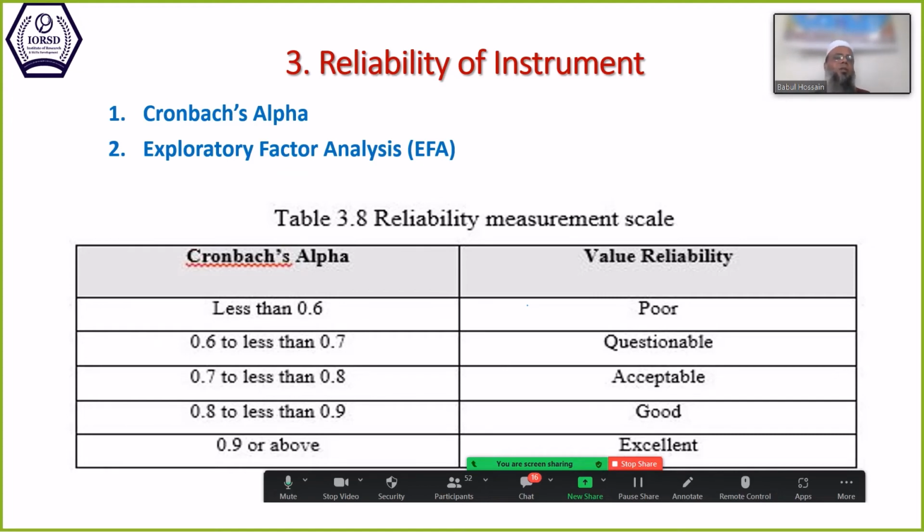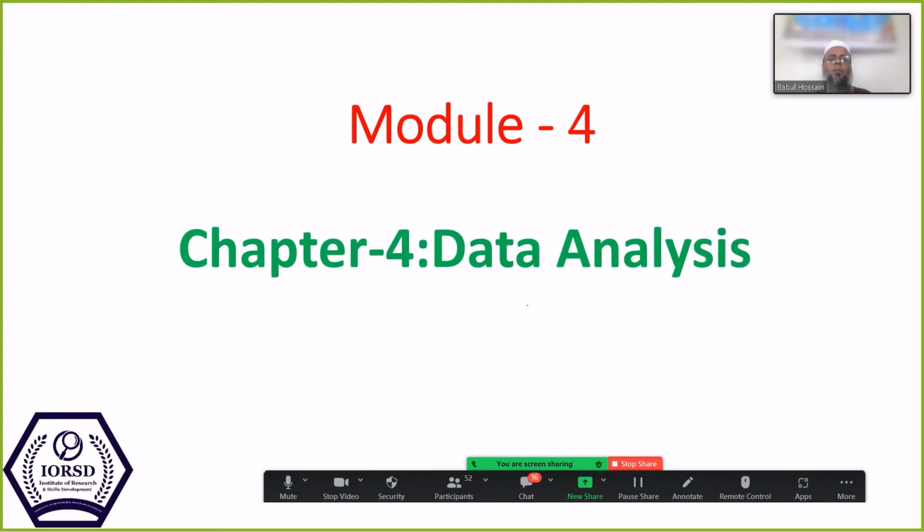Do you know what is the meaning of reliability of the instrument? Reliability means the internal consistency of the items. That is called the reliability of the items.